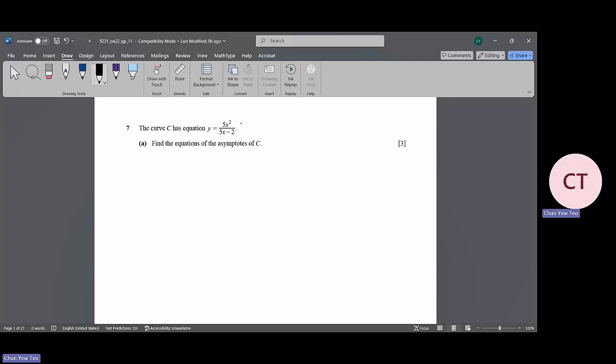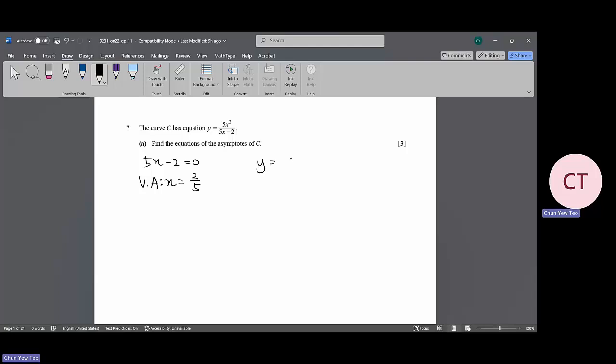Okay, question number 7. The curve C is given as following here: 5x squared over 5x minus 2. Find the equations of the asymptotes of C. So right here, because we know that this one is an improper fraction, we are going to have an oblique asymptote over here. So first of all, we find the vertical asymptote. Take the denominator out, let it equal to 0. So this is your VA.